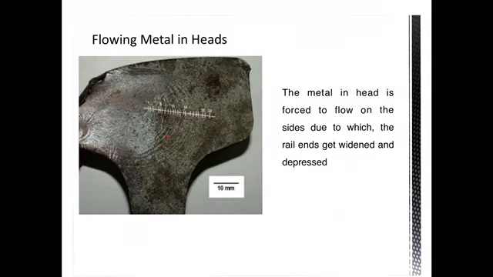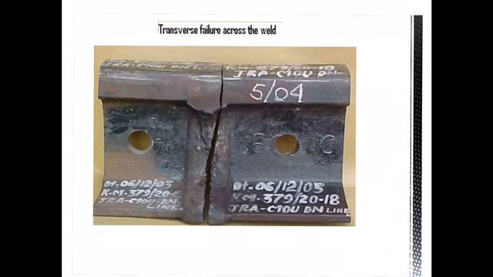And the last one is the flowing of metal head. The metal head is forced to flow to the sides, due to which the rail ends get widened and depressed. All these failures are mainly because of defects in the manufacturing process. This picture shows how the transverse fissures occur in the transverse direction, whereas the horizontal fissures run in the horizontal direction. Transverse fissures occur in the vertical direction of your rail section.